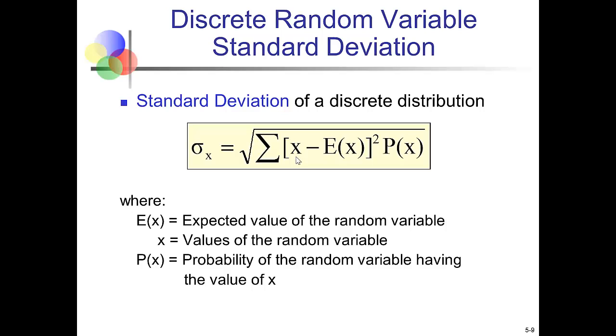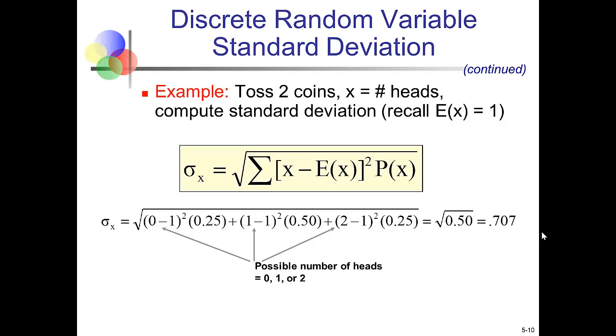How far is the individual data value from the average? Square that, multiply times the probability of that deviation squared occurring. Add those all up and then take the square root of that. So we'll use our example of the 2 coin tosses again and the number of heads that come up. Remember, we just calculated a few moments ago the expected value was 1 head.